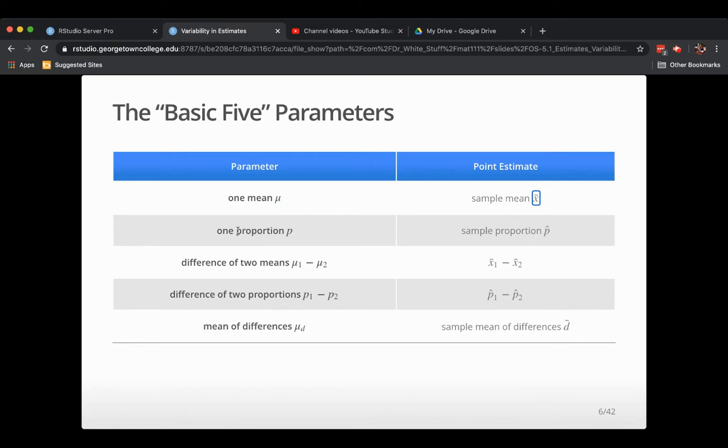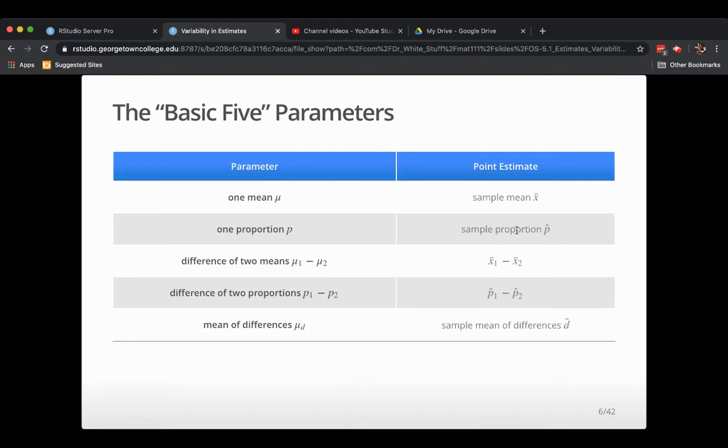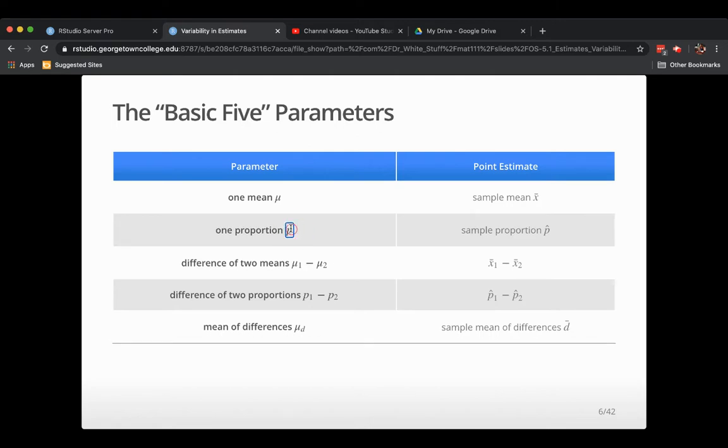If you're thinking about one population, you might be interested in the proportion of that population that has some characteristic. And that could be estimated by taking a sample and looking at the proportion of the sample that has that characteristic. The parameter is called P. The point estimate is called P with a little hat on top. Hat in statistics means it's some kind of estimate based on a sample.